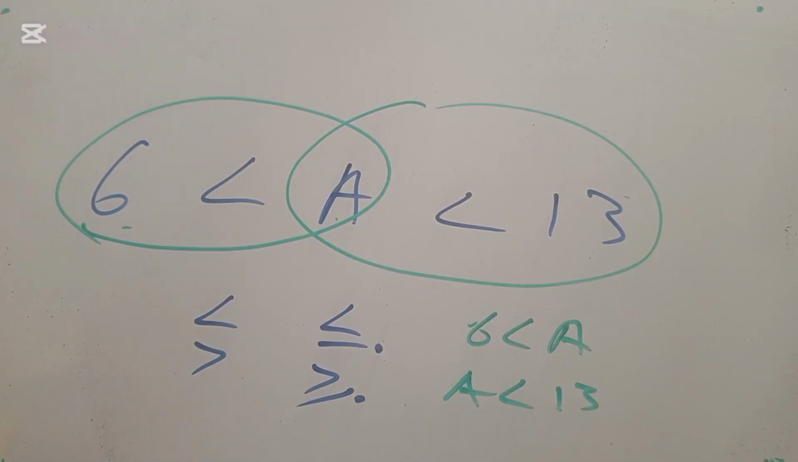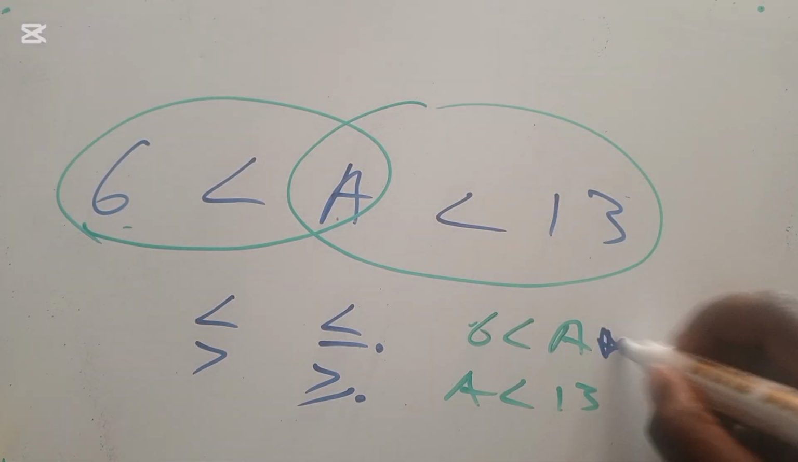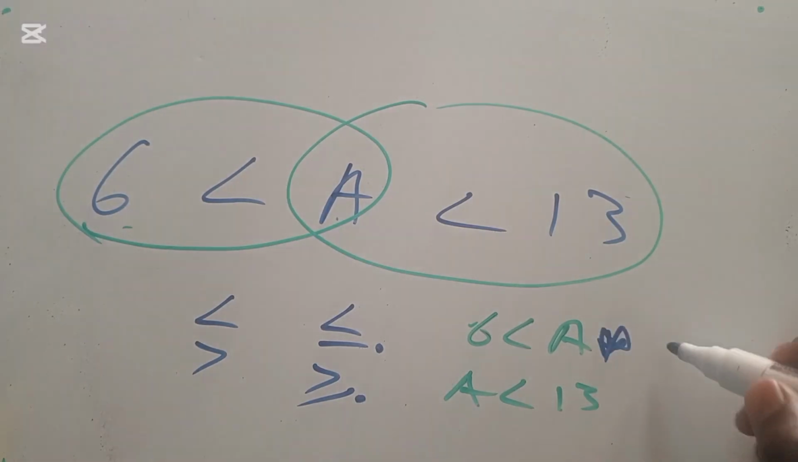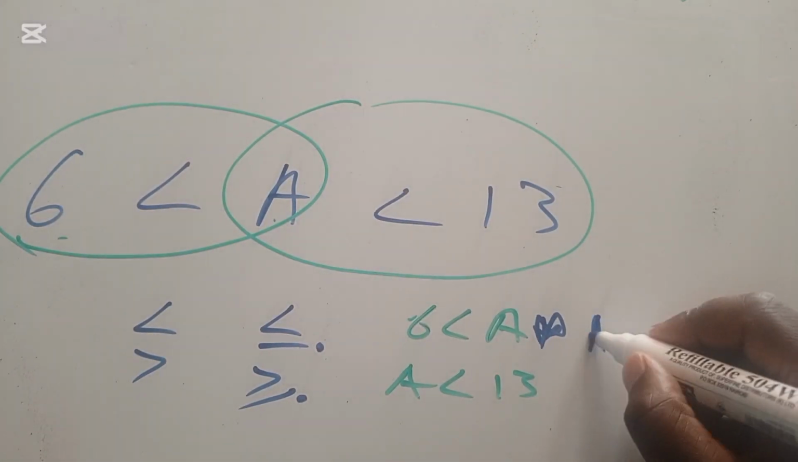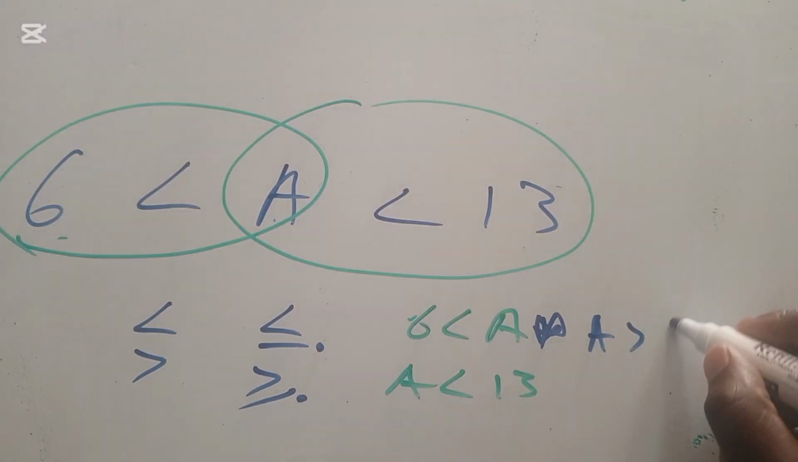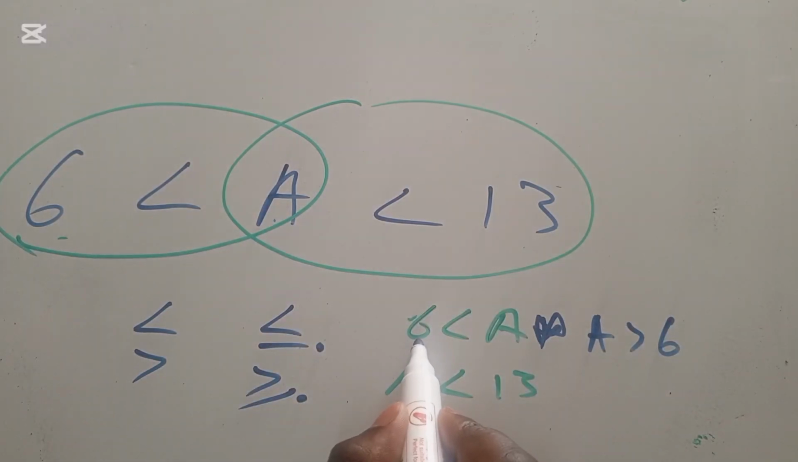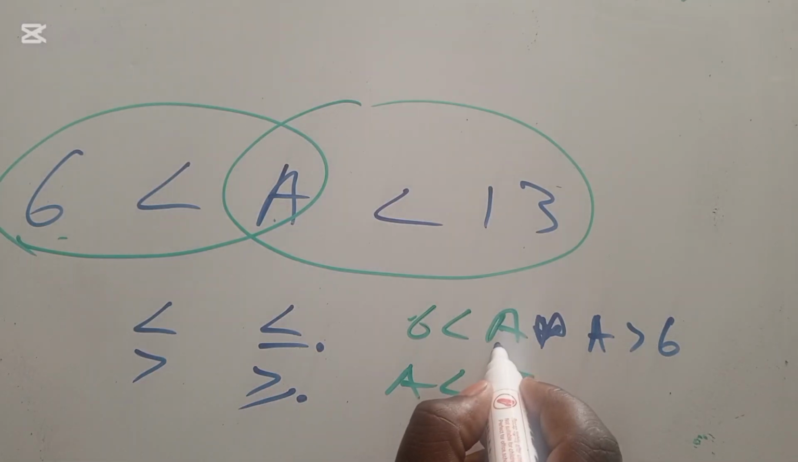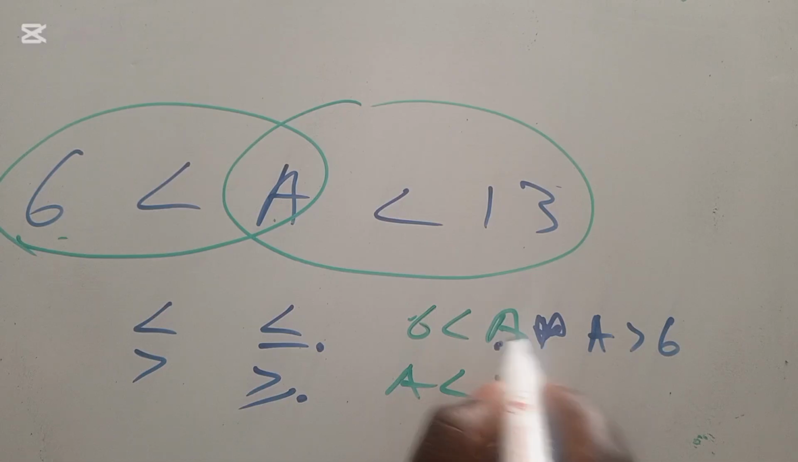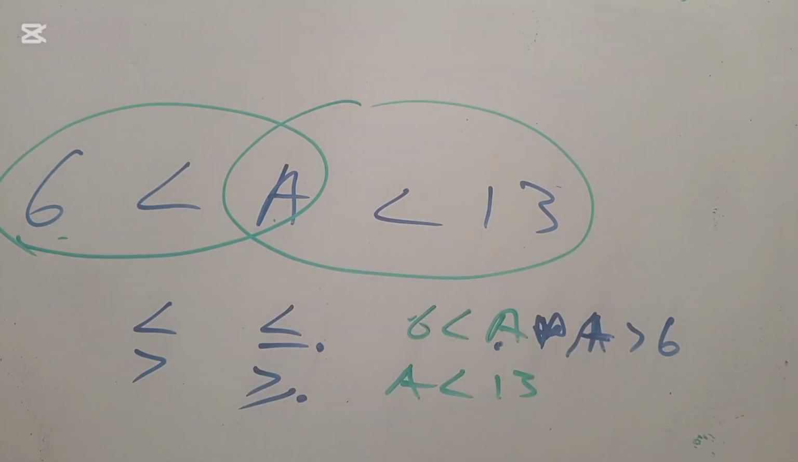Then just something to add. If you are to rearrange this and start with A, yes, this one, and start with A, it would be A is greater than 6 when you put this one on the other end, because if you read this, it is 6 is less than A. So what about A? If 6 is less, so A is greater. So you say A is greater than 6.